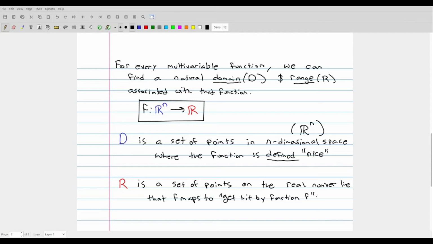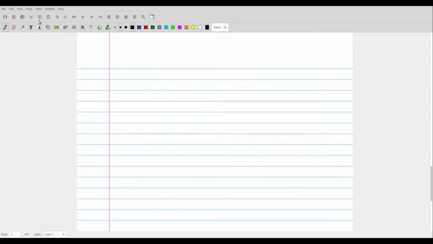So let's go through and see if we can figure these out and do a little bit of detective work on some examples. The first example that I want to consider is w equals the square root of x squared plus y squared minus 4.